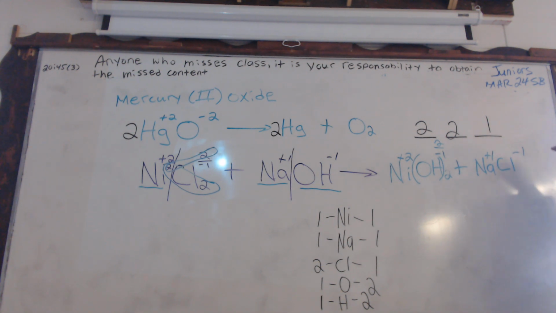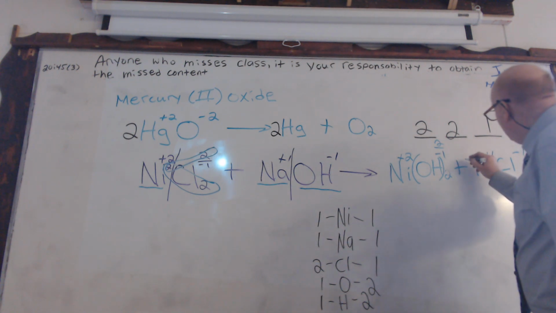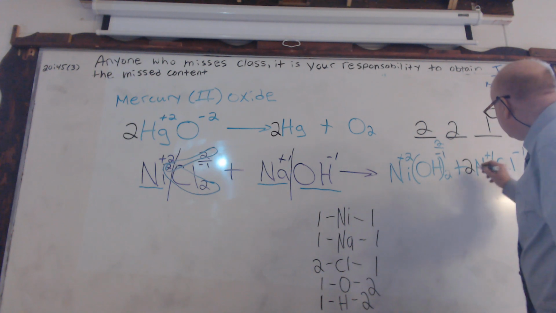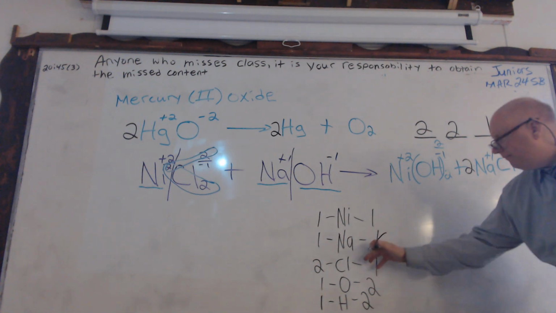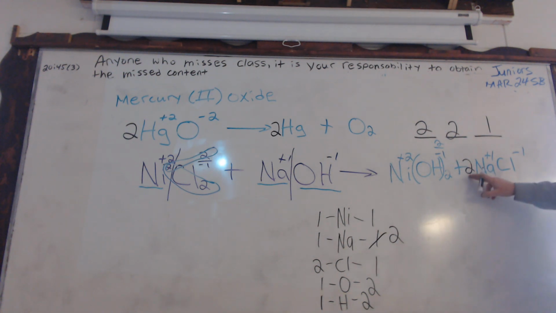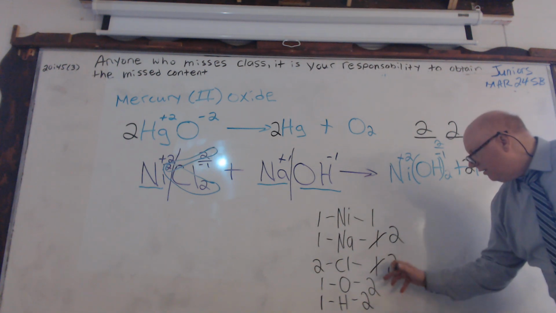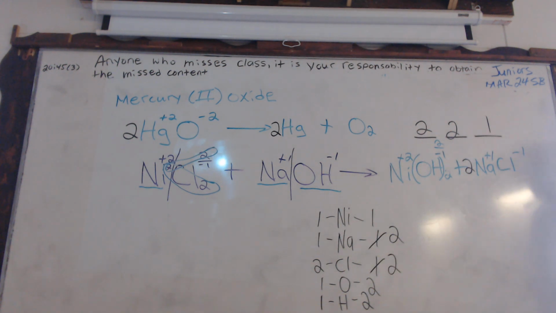Multiply by 2. Okay, so when we say multiply by 2, we put a large number in front and distribute that through the compound. What is 2 times 1? 2. Okay. So that's also 2. Maybe we didn't gain any ground. Our chlorides are balanced. Now our sodium is out of balance.